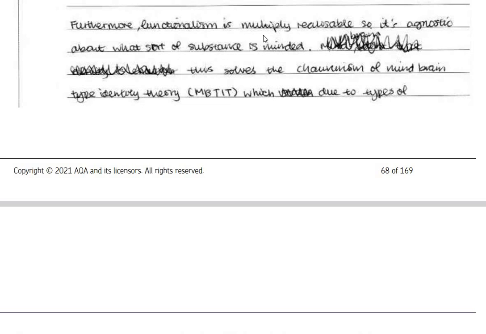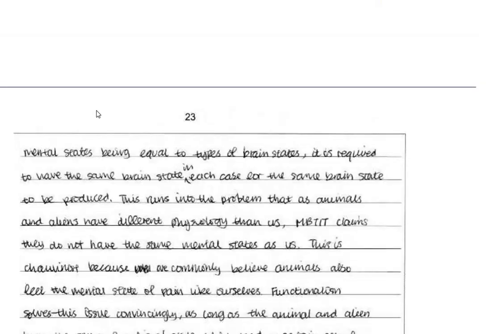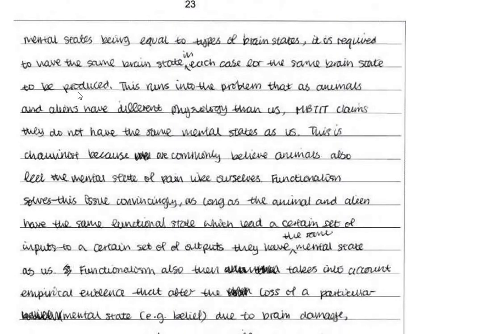"Furthermore, functionalism is multiply realisable, so it's agnostic about what sort of substance is minded. This solves the chauvinism of mind-brain type identity theory, which, due to types of mental states being equal to types of brain states, is required to have the same brain state in each case for the same mental state to be produced." I'll pause there.